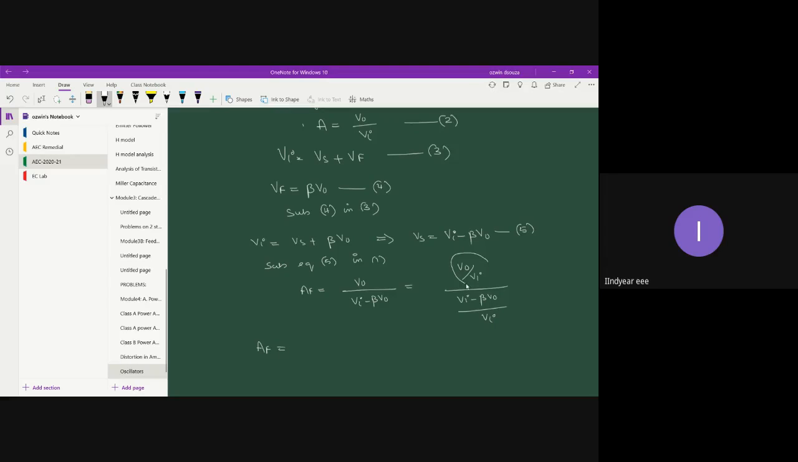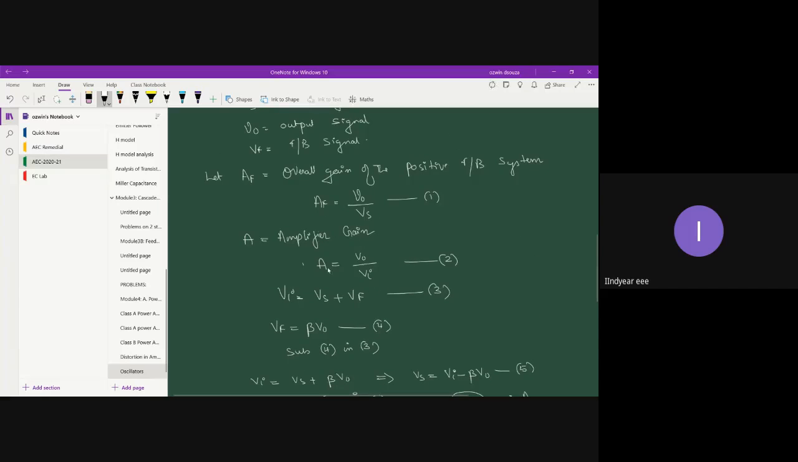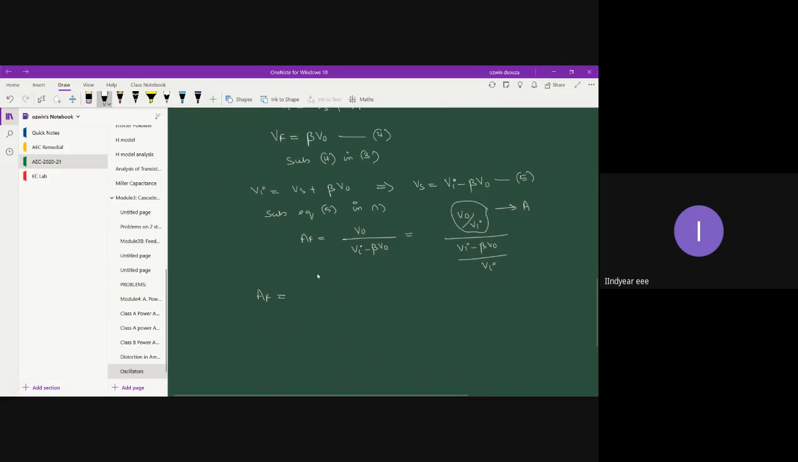By doing that, what will I get? V naught by Vi ratio is defined as A, the amplifier gain. So AF is equal to A divided by Vi by Vi, which is 1, minus beta into this ratio V naught by Vi, that is also again A. So basically, I get the closed loop gain AF is equal to open loop gain A divided by 1 minus A beta. This is the expression for the closed loop gain.